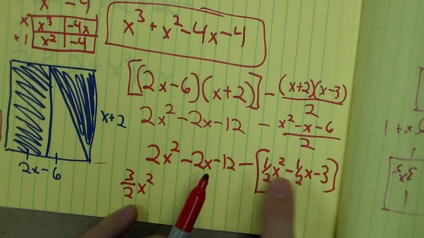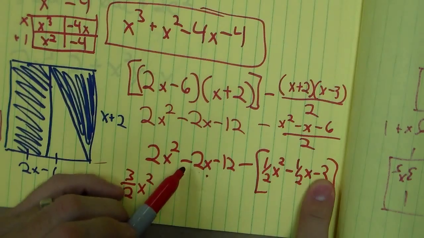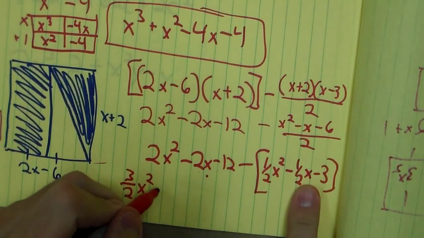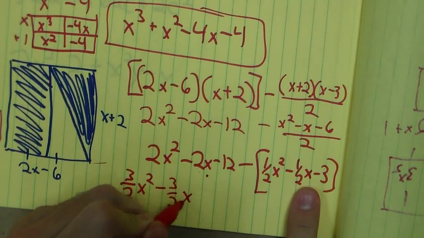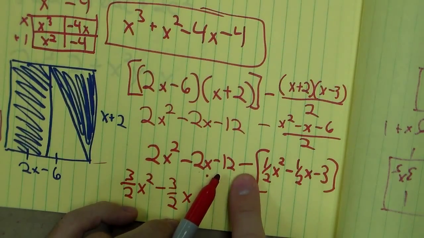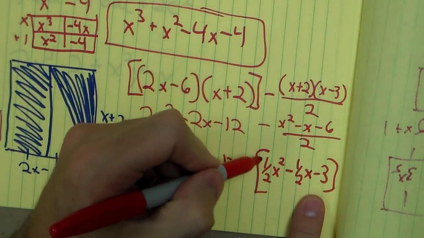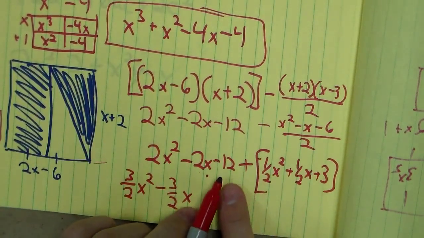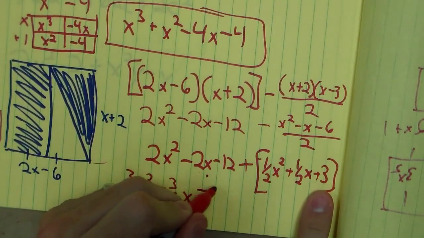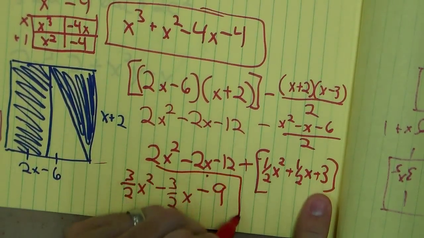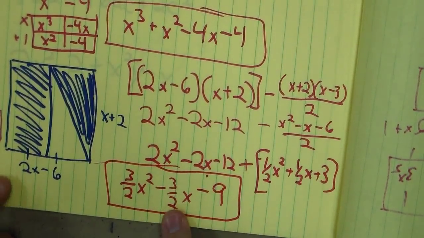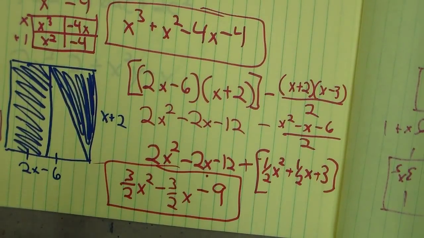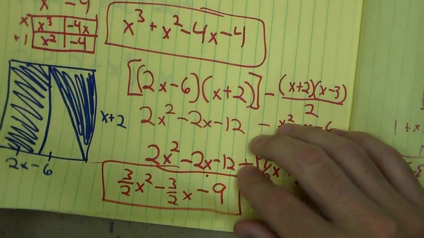Negative 2x minus a negative 1/2 x is like saying negative 2 plus 1/2. So that's going to be minus 3/2 x. And then negative 12 minus negative 3. If we just distributed, we see that's almost like negative 12 plus 3, so we get minus 9. So the area of our shaded region is 3/2 x squared minus 3/2 x minus 9.